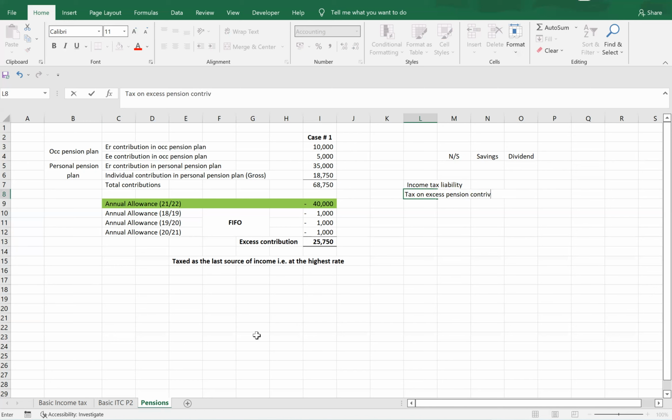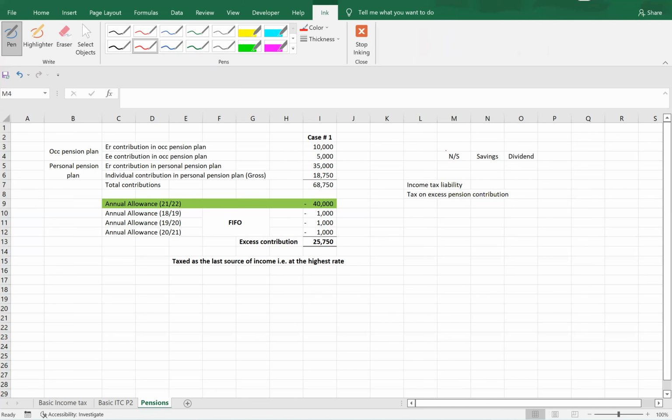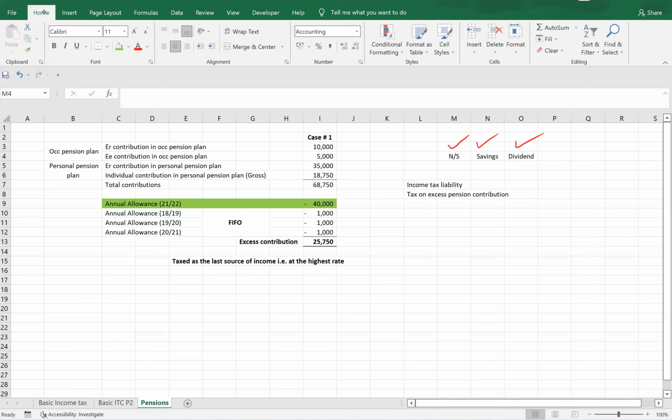So imagine the level of deterrent it creates. The level of deterrent is extremely high. Tax on excess pension contribution comes after you have taxed non-savings, savings, and dividend, and you've calculated the income tax liability. After that you tax the excess pension contribution.